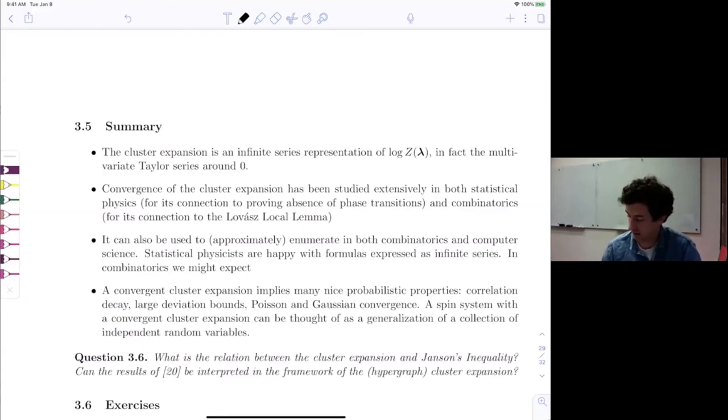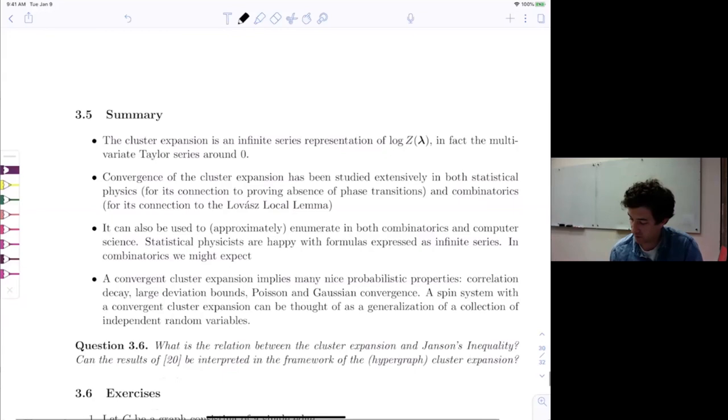And finally, I would like to just give you the idea that if you have a convergent cluster expansion, morally you should think of this as a nice generalization of a collection of independent random variables. And so in combinatorics, we often try to extend independence in other ways, like maybe martingales or something. But convergent cluster expansion is a very general notion of what a nice generalization of independence is. Because you have all these nice properties, you can control moment generating function, you can control correlations, and so on.